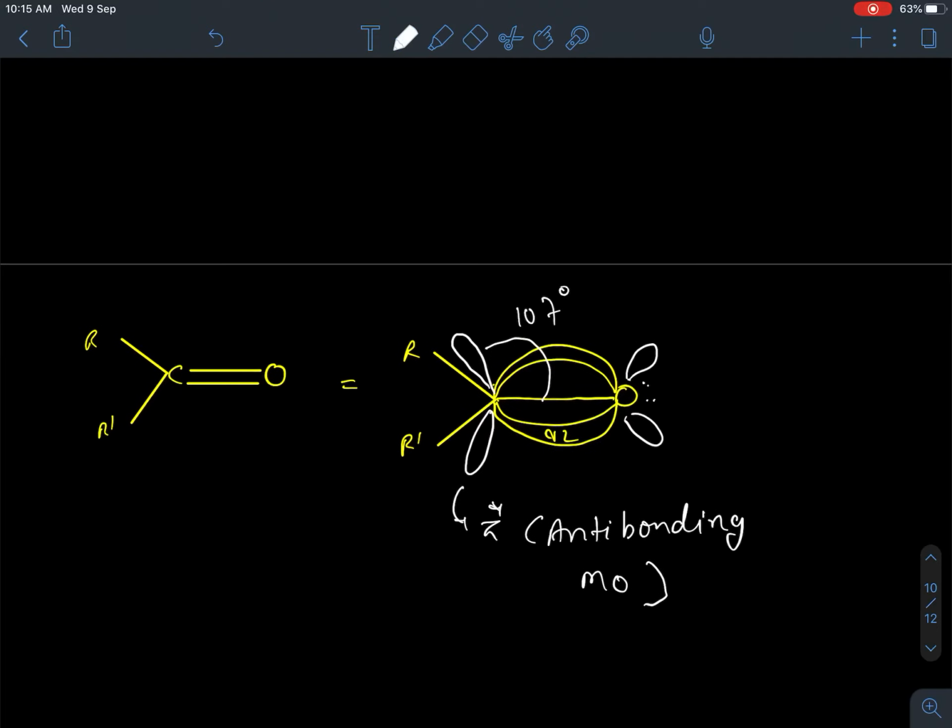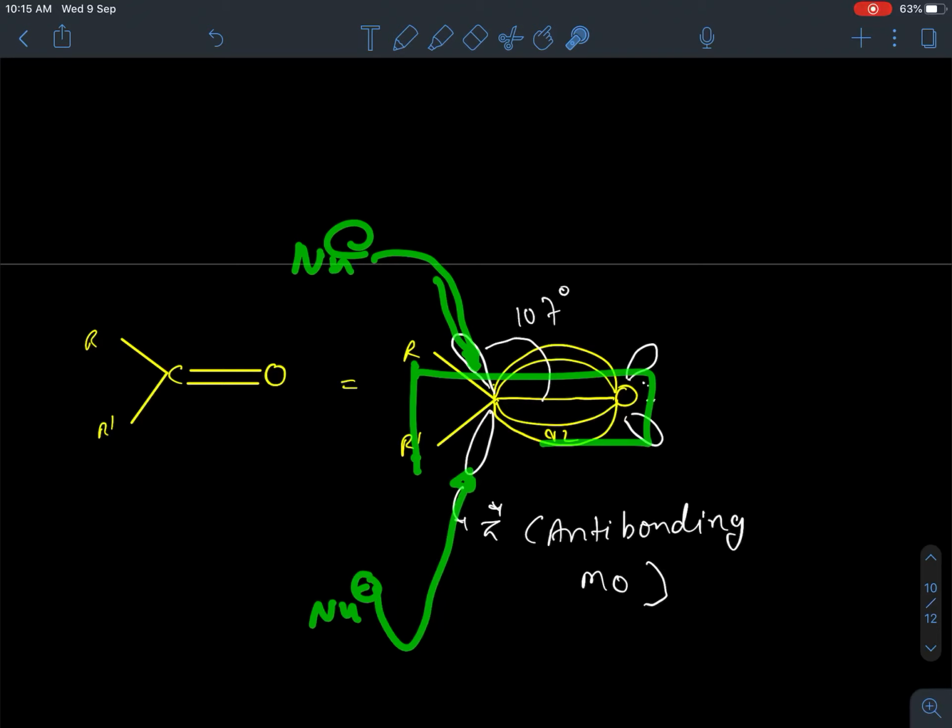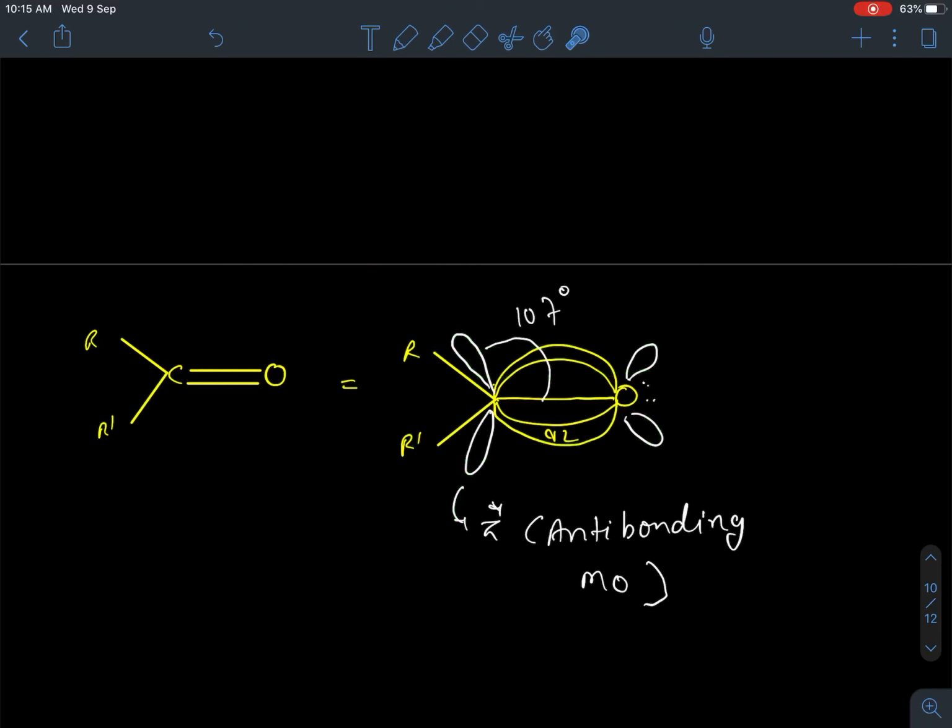So where will the nucleophilic attack take place? The nucleophile is going to attack in this vacant orbital, like this. From above the plane or below the plane, there is equal possibility from here and from here. So it can attack from either direction, above and below, but it will never attack from the back side of this oxygen. Look at this angle, it will not attack.